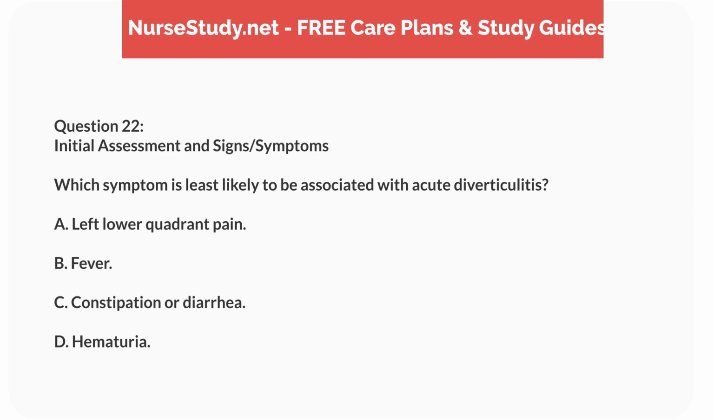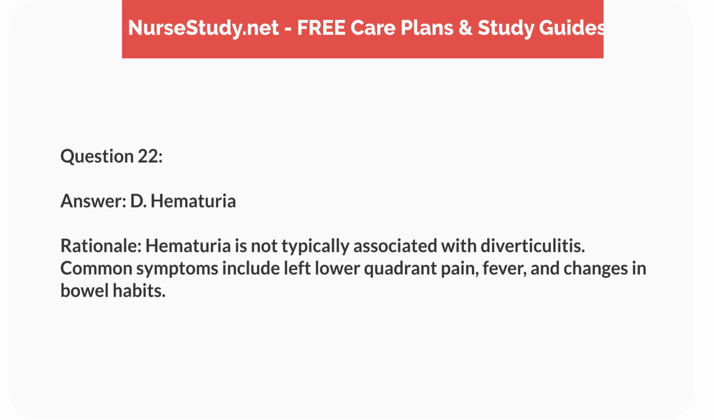Question 22. Initial assessment and signs/symptoms. Which symptom is least likely to be associated with acute diverticulitis? A. Left lower quadrant pain. B. Fever. C. Constipation or diarrhea. D. Hematuria. Answer: D. Hematuria. Rationale: hematuria is not typically associated with diverticulitis. Common symptoms include left lower quadrant pain, fever, and changes in bowel habits.